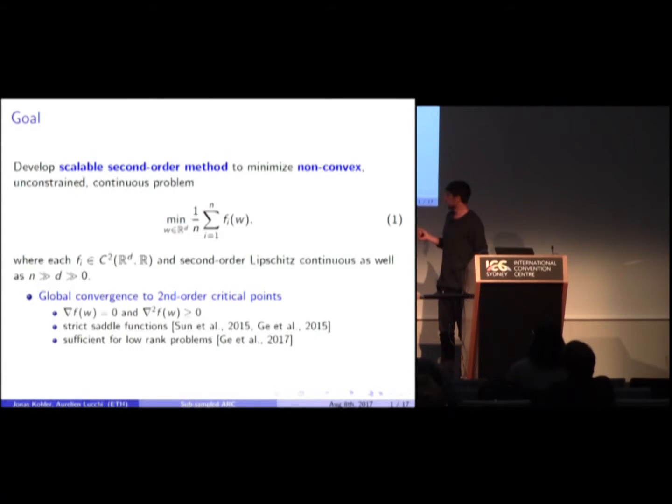And there was an interesting talk, I think, yesterday on low-rank problems where you have the same property and you can also show that local minimizers are actually global.